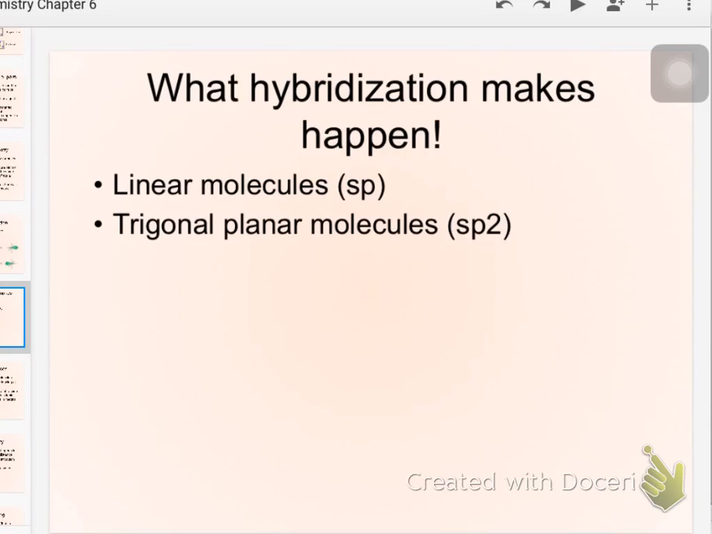Okay, so hybridization makes these things possible, and that's all well and good to say. Let's look at why these things do this, and sort of how it happens. From your molecular geometry lab, let's look at something that was linear. What, beryllium chloride? Yes?